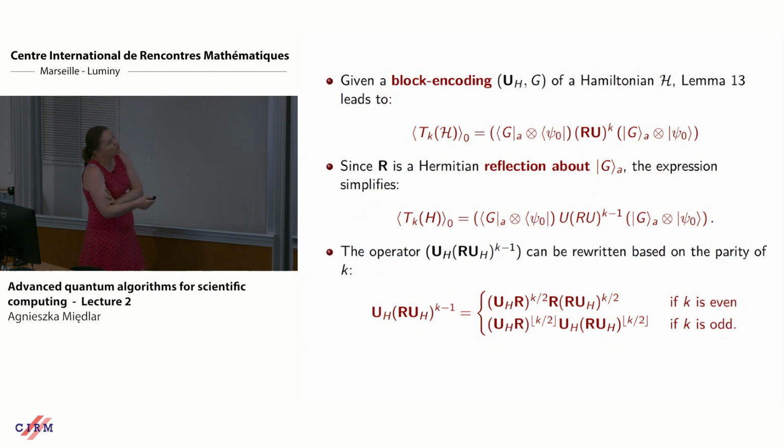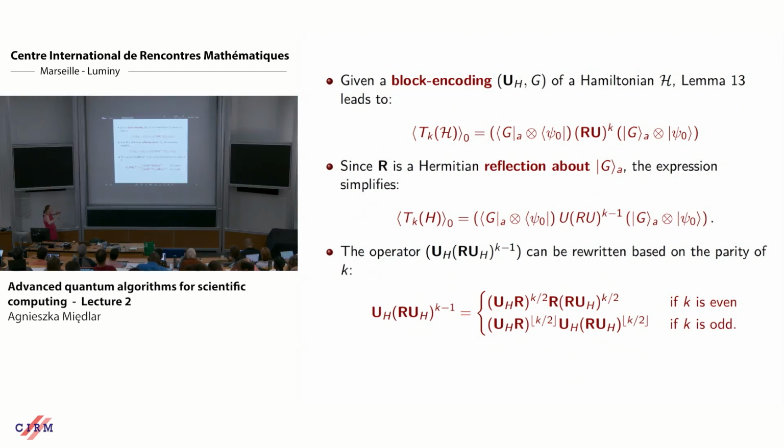So if I have this block encoding, I know that I can get a block encoding for my Chebyshev polynomial evaluated on my Hamiltonian. It can be done using the reflection. This whole operator actually can be used depending on the parity. So this is really a construction for this particular Hamiltonian: how you can construct this object when K is even or K is odd. Remember, K is the index of the Chebyshev polynomial.